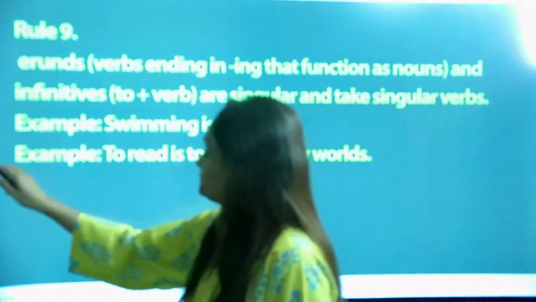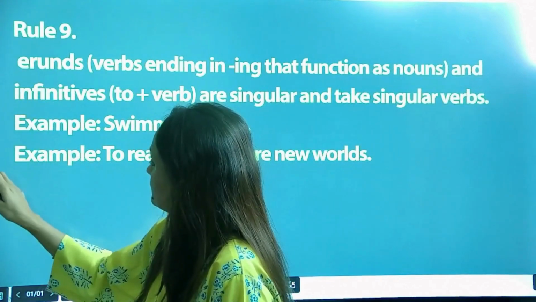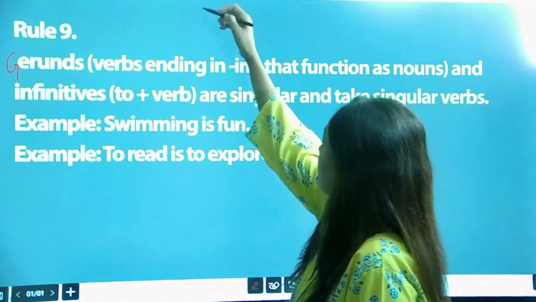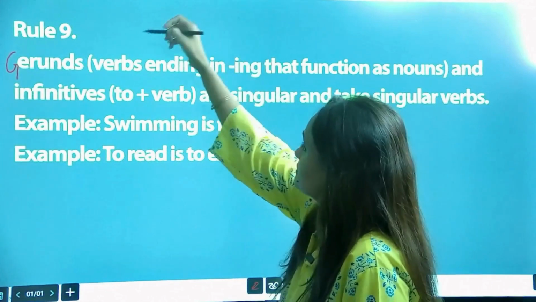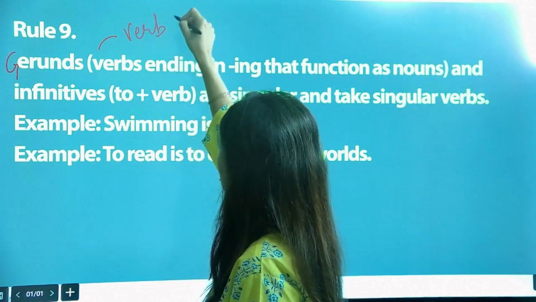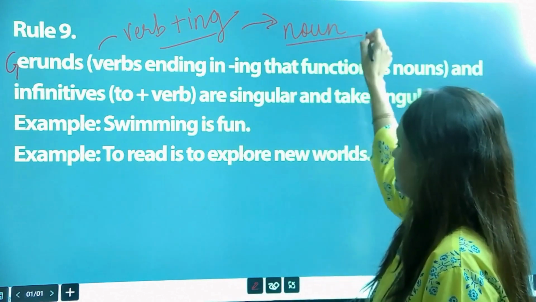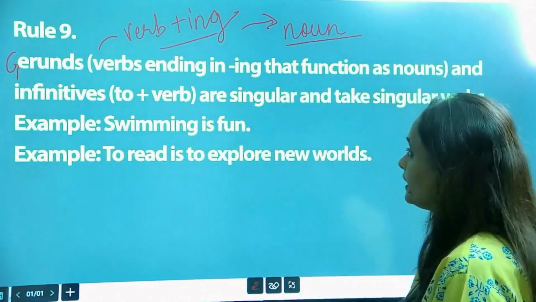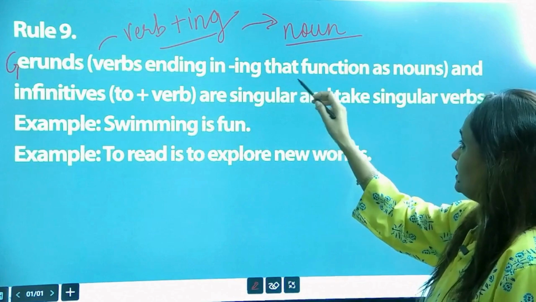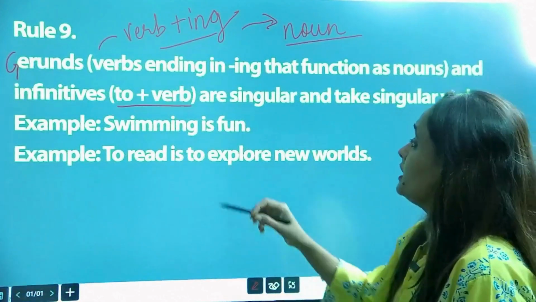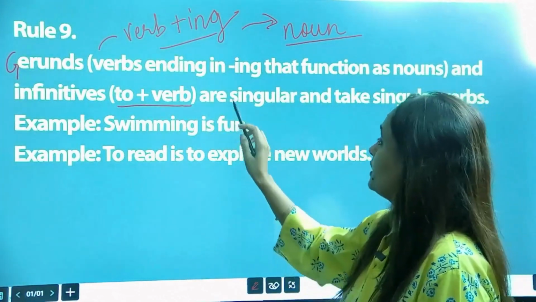Now, gerunds. So we are talking about gerunds, verbs ending in ing. You know what gerunds are? Gerunds are non-finite verbs. What does it mean? It becomes a noun actually. When we add ing to a verb and it functions as a noun in the sentence, we call it a gerund. So gerunds are words ending in ing that function as a noun, and infinitives, to plus the base form of the verb, are again non-finite verbs. Both are singular and always take singular verbs.